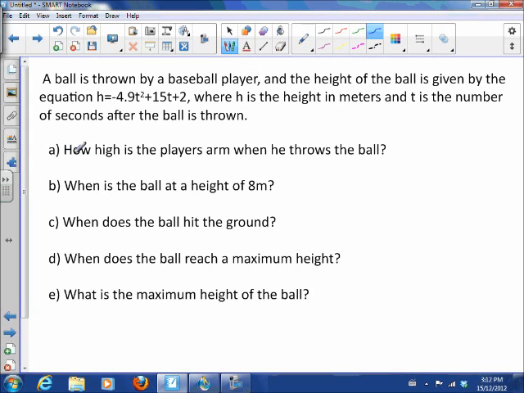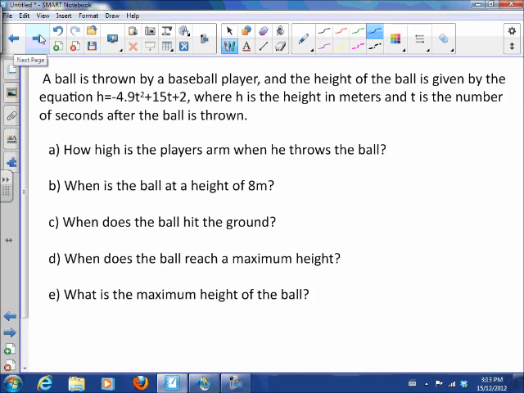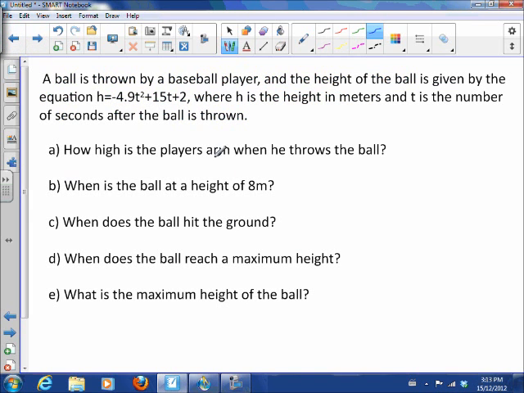Let's start by finding how high the player's arm is when he throws the ball. So there's our equation. What I'm going to do is keep everything organized. The main thing is to always have the equation in mind, so keep rewriting the equation as often as you need to, because it'll help you keep track of what's going on. Now, we know that t represents the time and h represents the height. Always in these problems, we're usually told either a height or a time. If we're told a height or a time, we can solve for the other one.